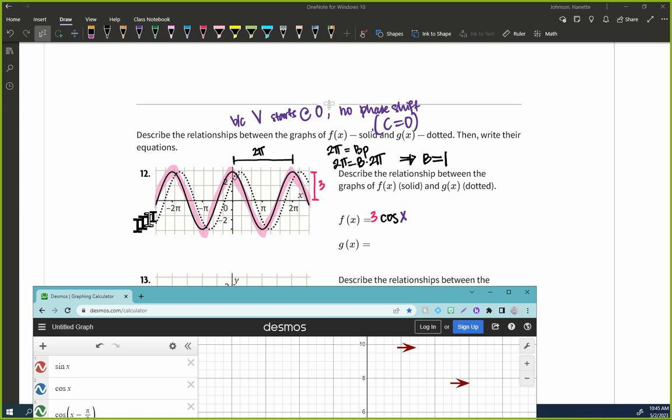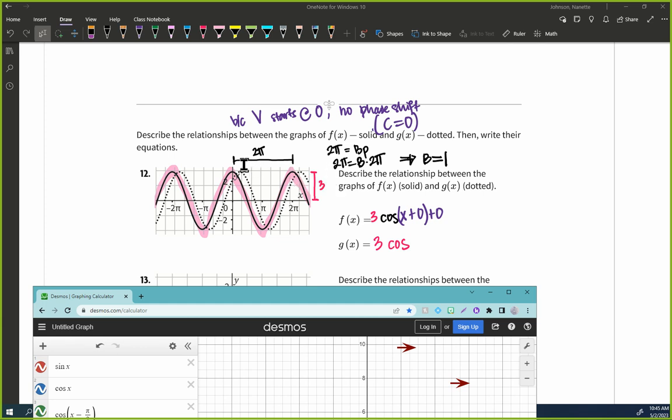So I see the dotted line. The only thing that happened between your solid line and your dotted line: the amplitude A is the same, right? That amplitude is exactly the same. I still see this as cosine. The period looks exactly the same because it takes the same amount of time, even though I didn't calculate it. They're both just shifted over. So my B is still the same. It is shifted over, but I don't know how much.